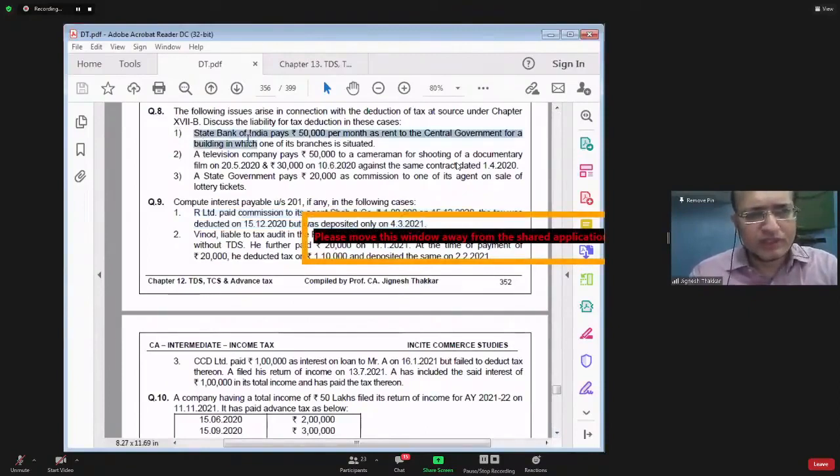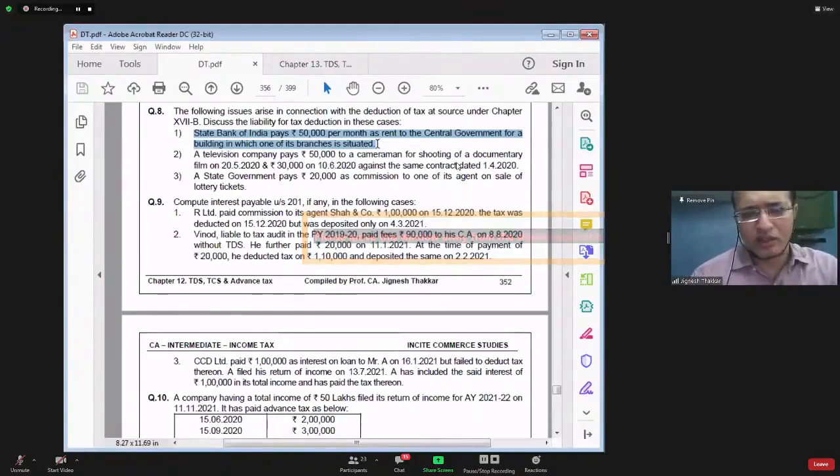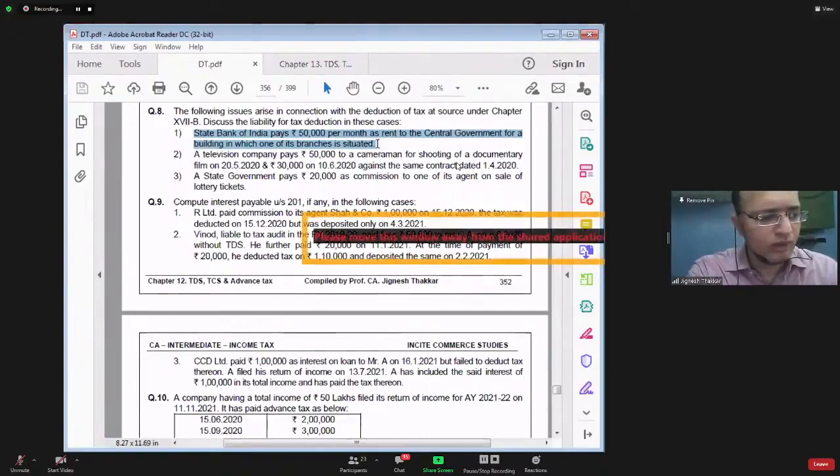Point number 1. State Bank of India pays 50,000 per month as rent to the central government for the building in which one of its branches is situated. State Bank of India is paying a rent of 50,000 per month to the central government for the building in which one of the branches of State Bank of India is situated. Should they deduct TDS? No.